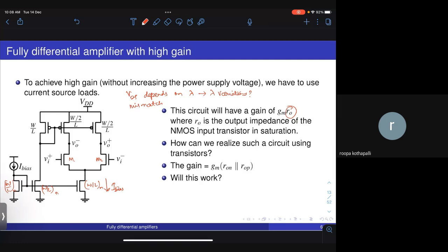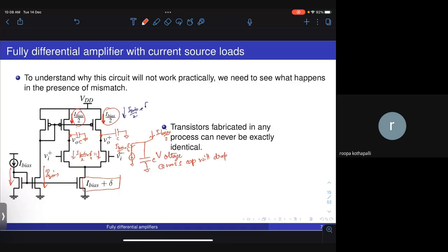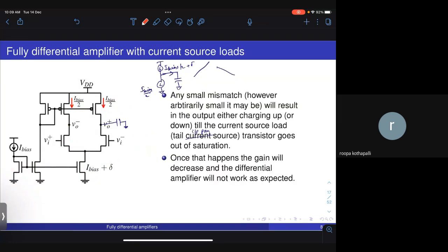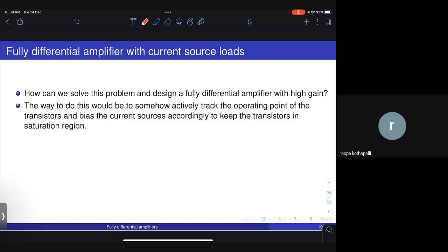So if you use a simplistic approach of using current mirrors, what will happen is any small mismatch will take one of the two transistors out of saturation, and that will basically kill your gain. So the way to do it is to bias the transistors. This will not work, of course. The way to do it is to bias the transistors actively by using some kind of negative feedback.